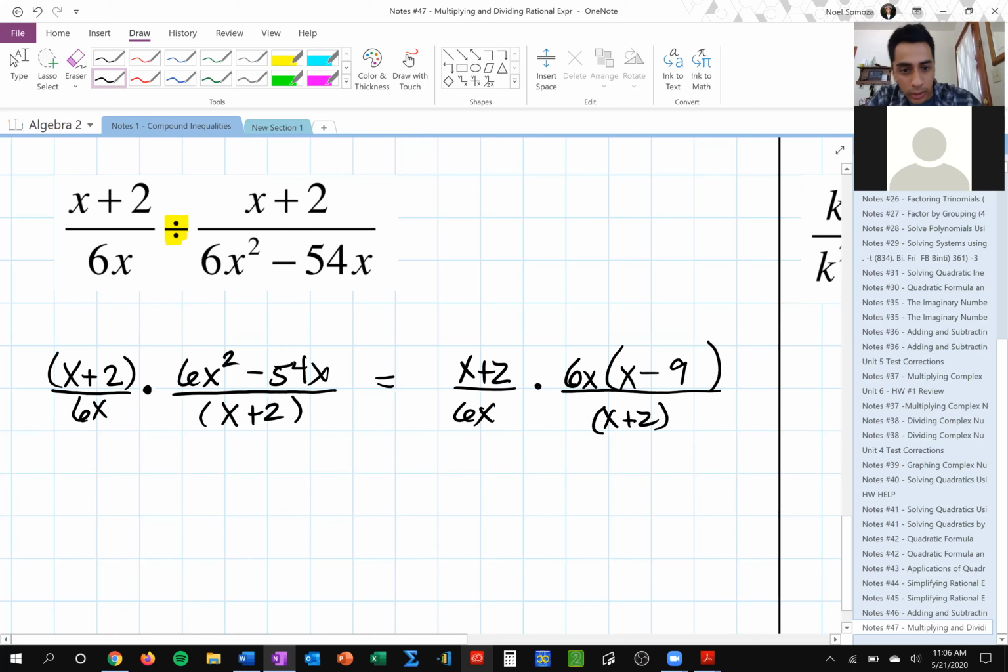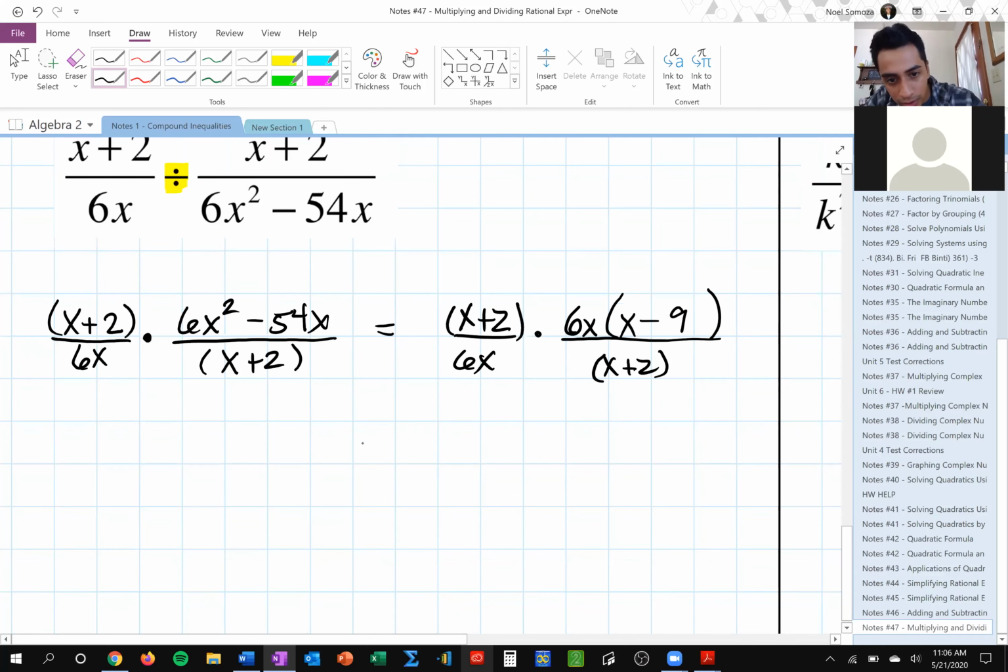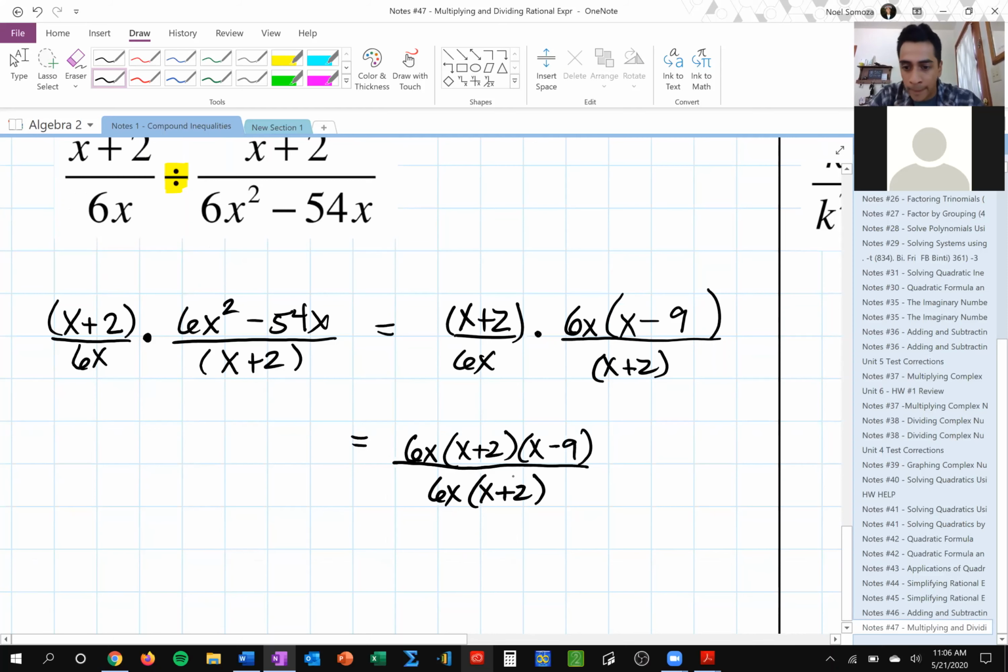Okay? So if we really wanted to push everything together first, we can, and we can say, okay, well, here the product of numerators is going to be 6x times x plus 2 times x minus 9, all over the product of my denominators, which is again 6x times x plus 2. Once again, I have a pair of divisible factors in the numerator and denominator. Let's start with the x plus 2. That's gone. I can divide out 6 over 6, and then x over x also divides out. Right? So eventually, we're just left with the x minus 9 as our final expression there.